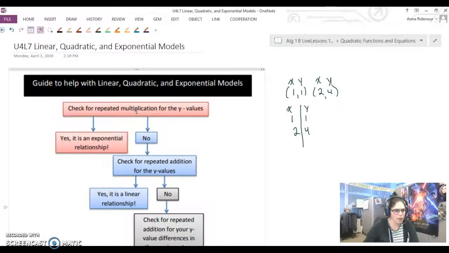The order that I recommend looking at them is look for exponential first. So for exponential, you want to look for repeated multiplication for the y values. If it does have repeated multiplication, it is an exponential relationship. If it does not, then you want to look for repeated addition. This is the one that most students know. So if you see repeated addition, then it is a linear relationship.